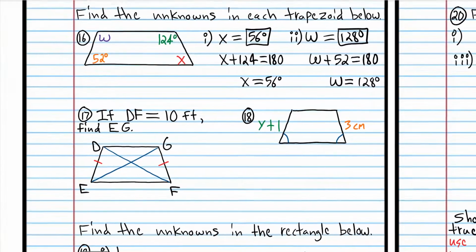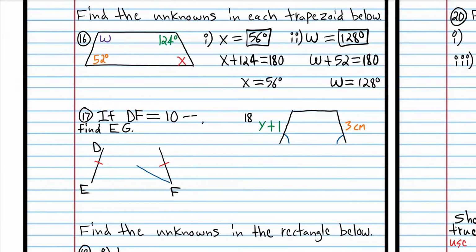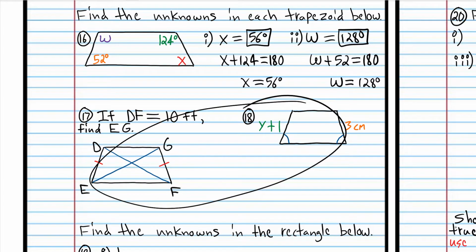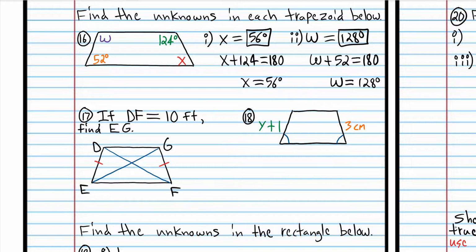Let's try number 17. These are also trapezoids. The problem tells us that these are all trapezoids. So try 17. When you come back, we'll do it together.